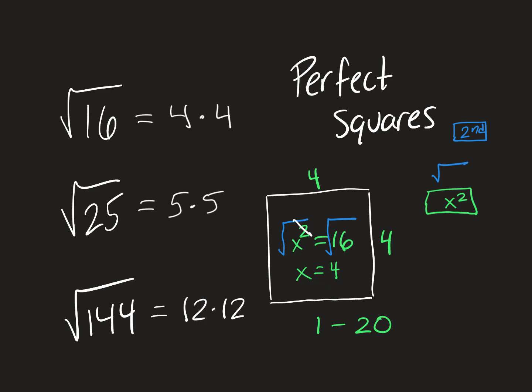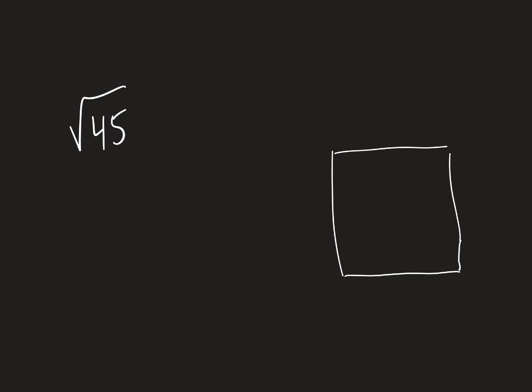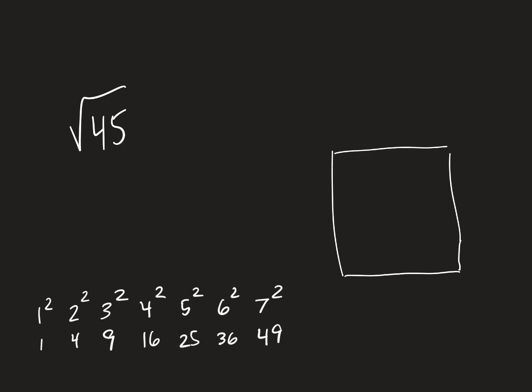All right, let's move on to when it is not a perfect square. We will use our perfect squares to help us. This is fun. So if we have the square root of 45, we first start and say, okay, well, we've got our things memorized. I'm going to go ahead and show, like 1 squared is 1, 2 squared is 4, 3 squared is 9, 4 squared is 16, 5 squared is 25, 6 squared is 36, 7 squared is 49. Okay, so that's great for me.